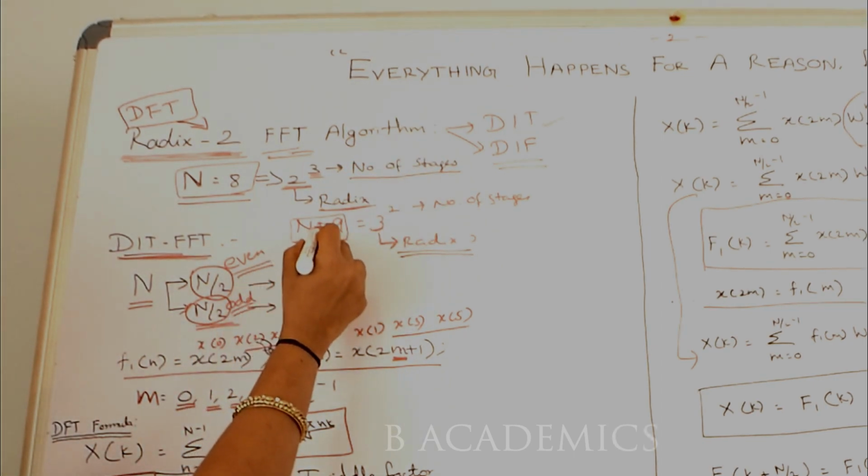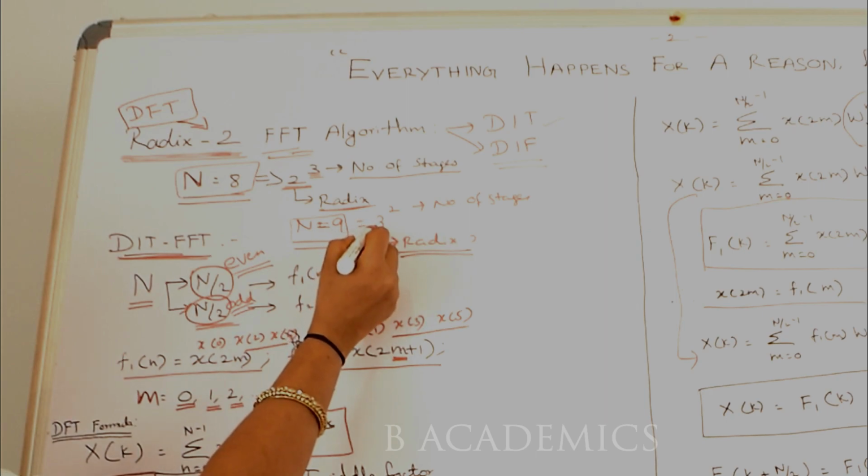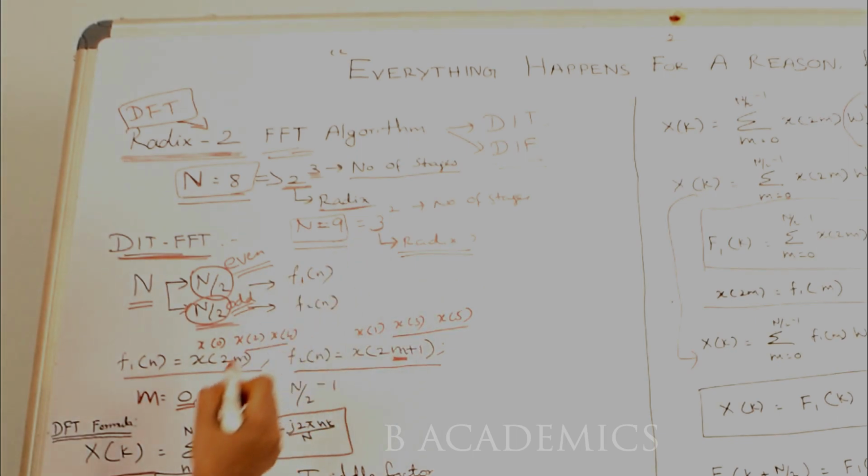Okay, so consider N is equal to 9. You can write it as 3 power 2. Here 3 is your radix and 2 is the number of stages of your flow graph. In general, the radix 2 algorithm is mostly used. Okay, why? Because it is more efficient than your radix 3 algorithm.